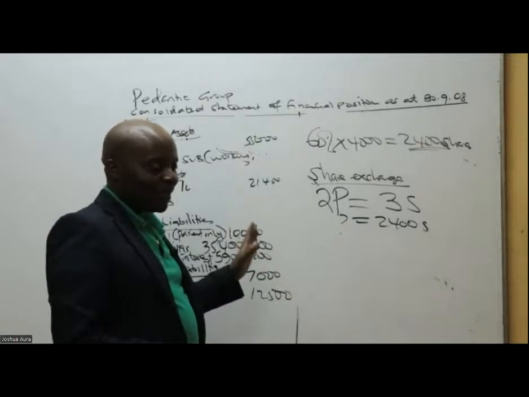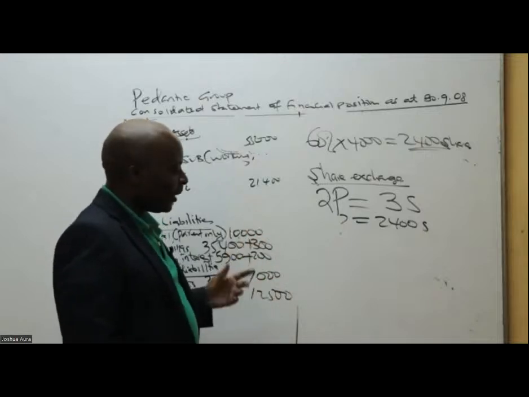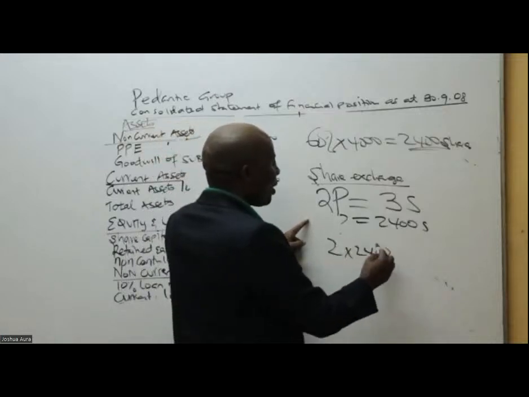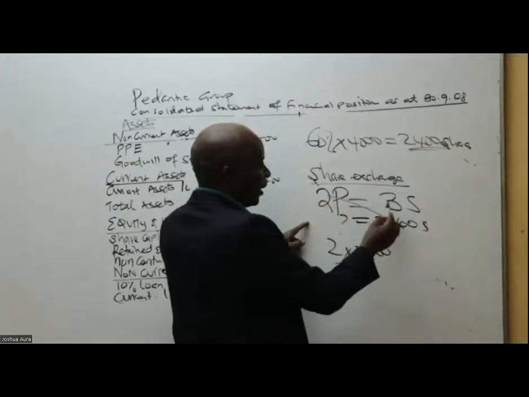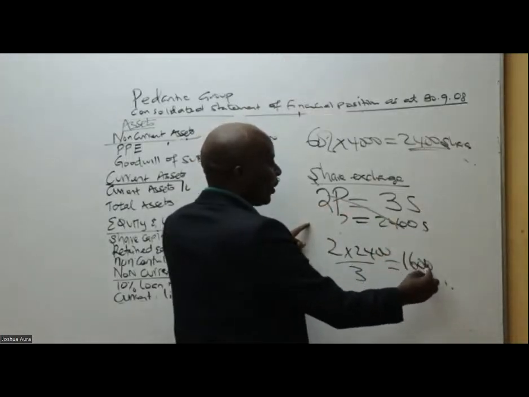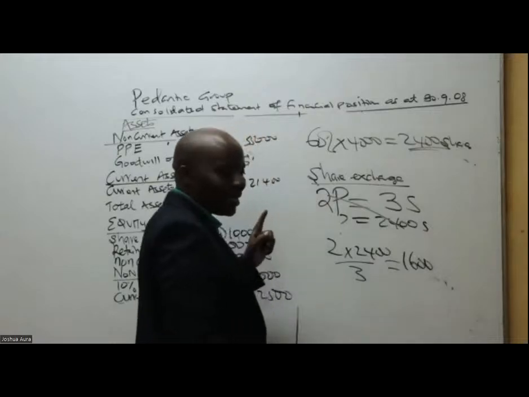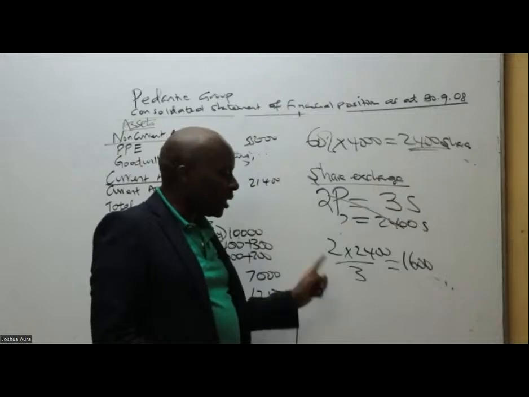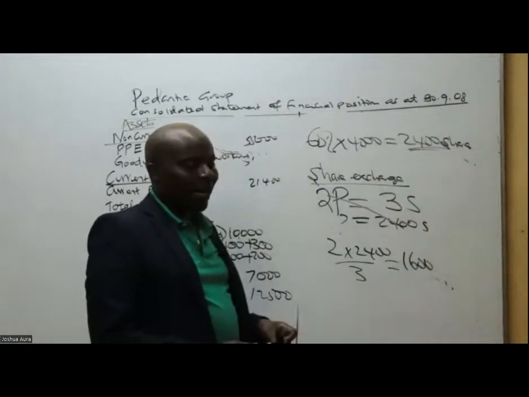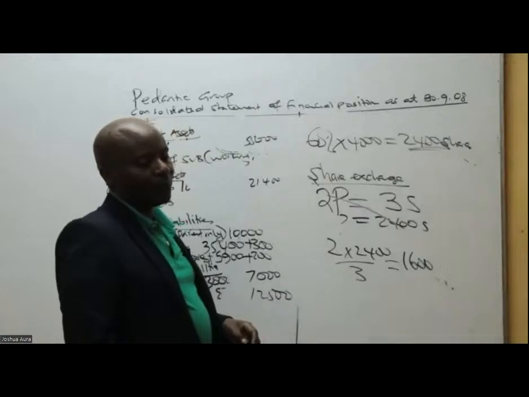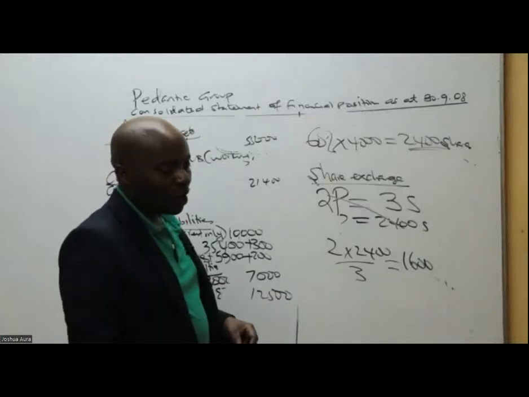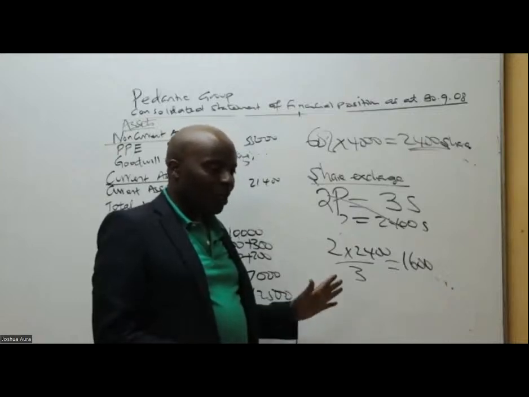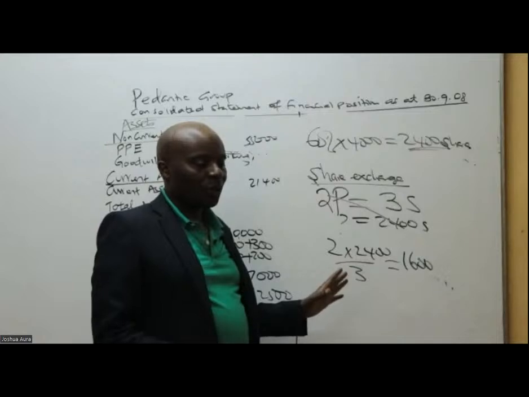Hapa najua nitarudia mara 2 3, sio mara moja hata, najua turudia mara 2 3. So ukicross multiply hiyo hii itakuwa 2 times 2,400 divided by 3, which somebody is telling me that the parent gave out 1,600 shares. So please write for me there in a sentence that the parent gave out 1,600 shares.